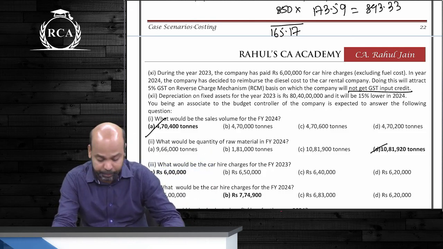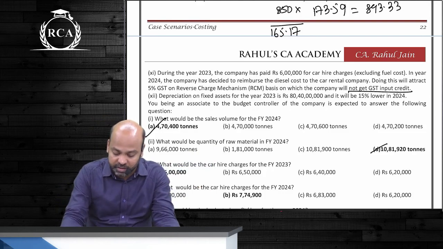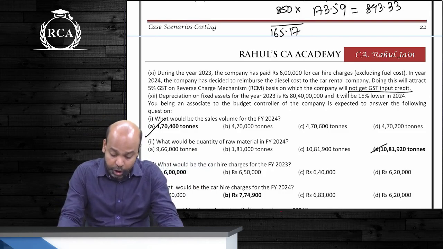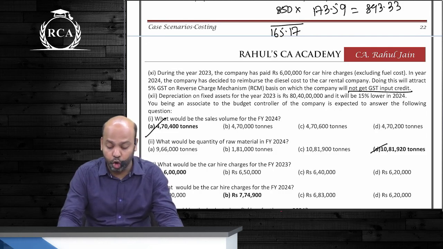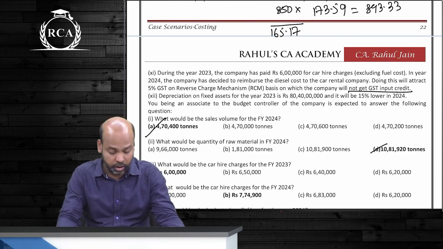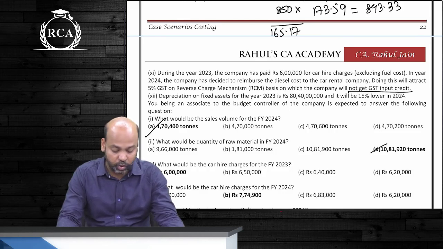Yes or no, guys? Depreciation on fixed assets for the last year, beta, was 80 crores 40 lakhs, and in the current year it will be 15% lower. It will reduce by 15% in the current year. You being an associate to the budget controller of the company, you're expected to answer the following questions.